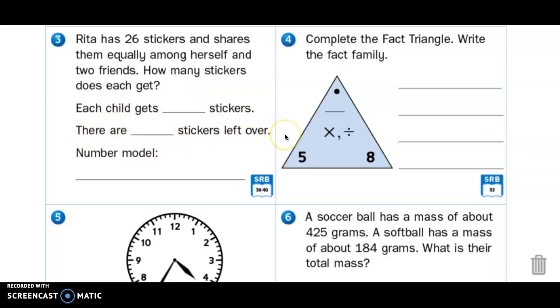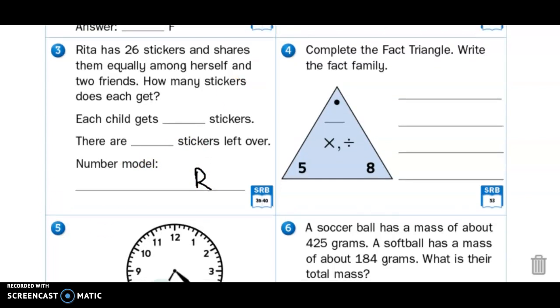Remember, when we have leftovers in math, that's called a remainder. And how we represent the remainder is the big R. So you have to do your number model and you have to write in your remainder. Don't forget.